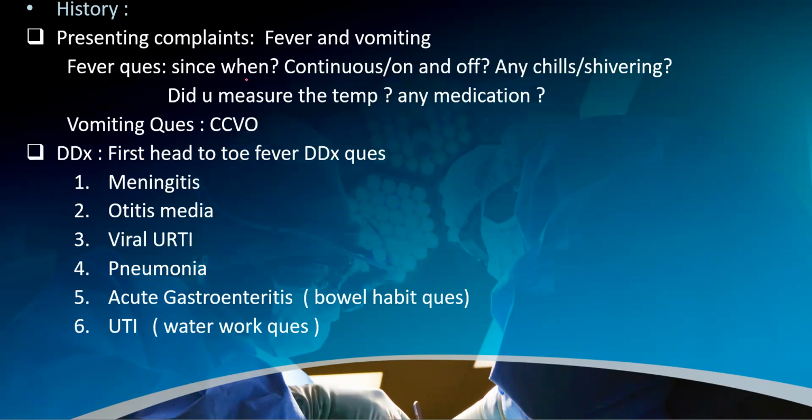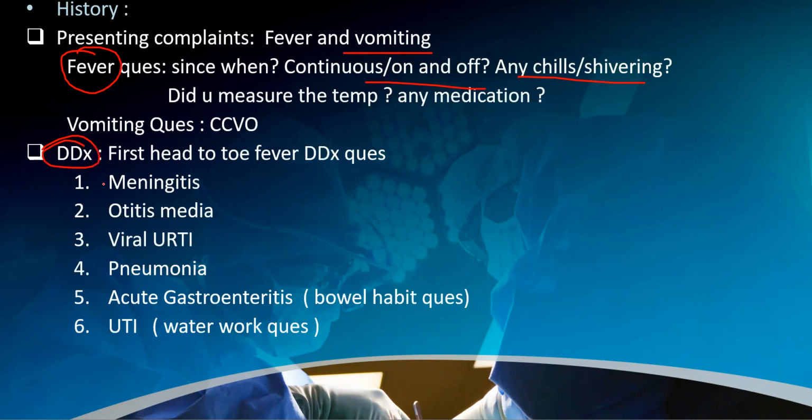So again, you will start with the same history. You give reassurance, you make sure child is stable, and then start with the vomiting questions. So ask all the vomiting questions, followed by another HOPC here, which is the fever. So ask about it also. I understand that you have noticed some high temperature in your baby. Since when have you noticed it? Did you measure the temperature? If yes, what was the highest temperature? Have you given any medication? Did it work? Is it continuous or on and off? Have you noticed any chills or shivering? So these are the fever questions.